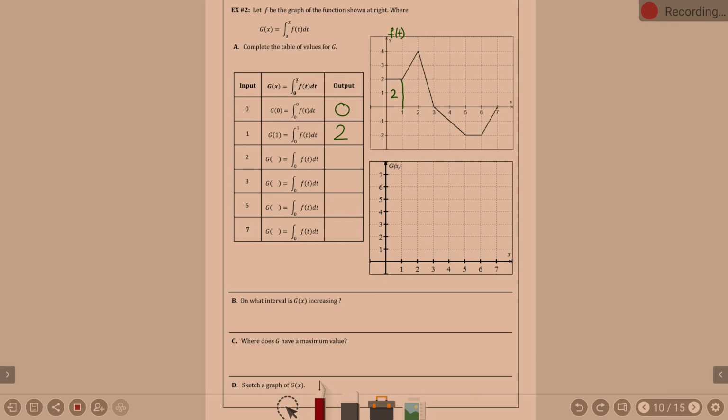Now, oh, I forgot that they quit filling them in. So input is 2. So what are we being asked to find? G of 2, which is the integral from 0 to 2. Okay. The integral from 0 to 2. 5.